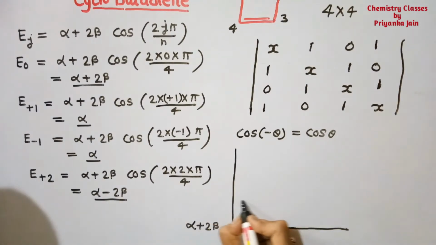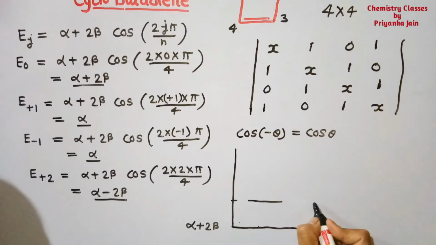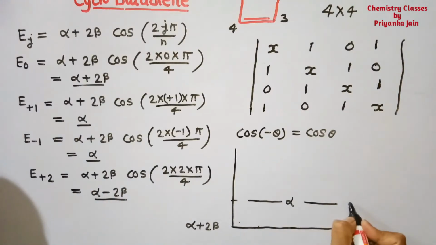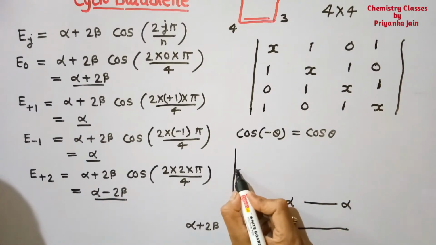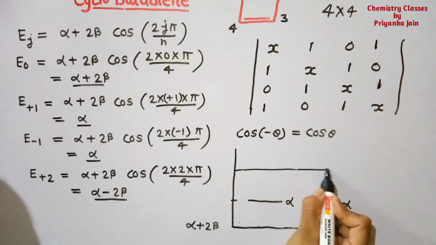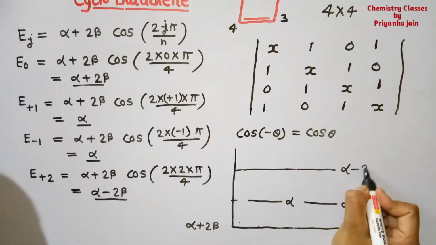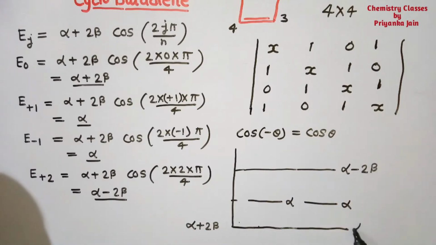And then here we will have 2 levels that are doubly degenerate, because we have 2 levels alpha. These are alpha levels, alpha, alpha. Okay. And now see here, we will have the third level, that is alpha minus 2 beta. Okay. This is alpha minus 2 beta, and this is alpha plus 2 beta, right?